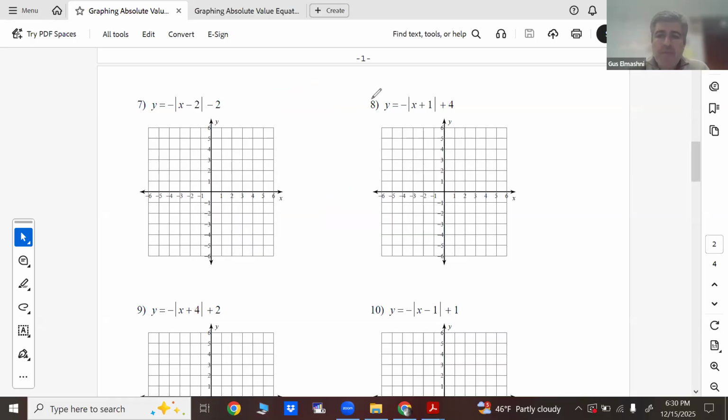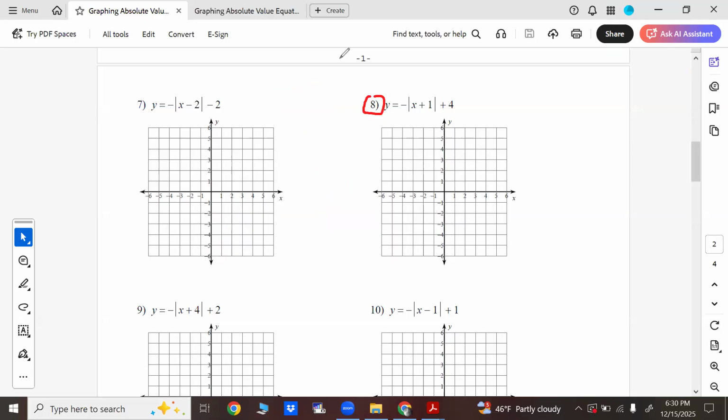Here's what I'd like you to do. Can you write on the screen? Try drawing number 8. Try doing it on your own on paper first, and then try drawing on the screen. This will give you the confidence you need.